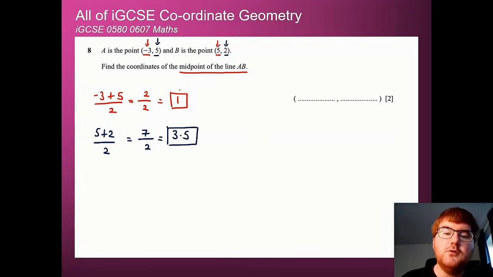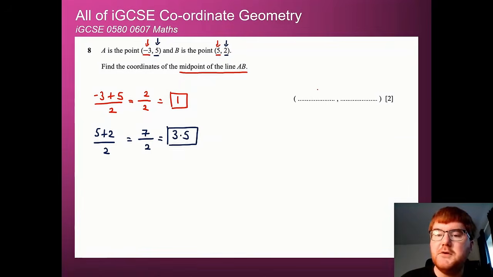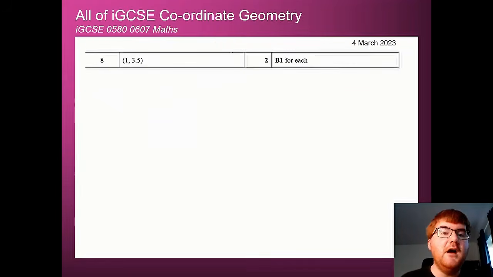So we have our x-coordinate 1 and our y-coordinate 3.5. So then we just pop that in. Notice it is a 2-mark question, so you should be showing some working for your answer. So there we are. We've got 1 and 3.5, and you get 1 mark for each there.